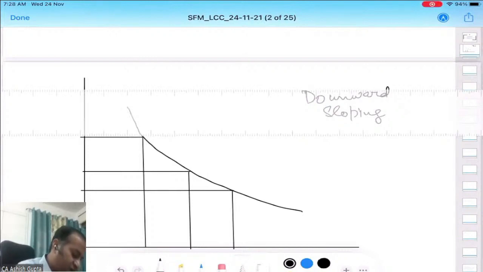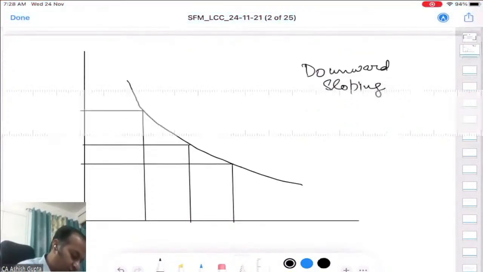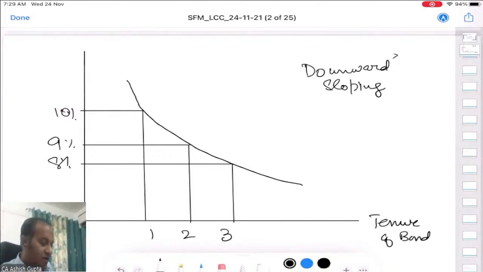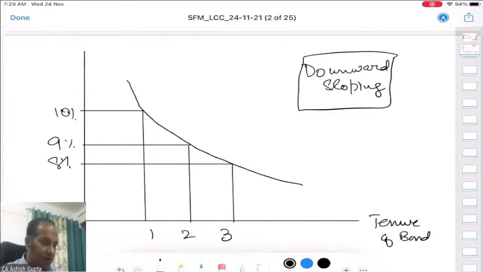So in this case, student, it means if the tenure of the bond is, say, 1 year, then we can say that the security's yield is 10%. If it is 2 years, it is like that. So 1, 2, 3. Normally this situation rarely prevails. Now, when it prevails, we can assume that the economy may be on a falling side. There is no growth in the economy.